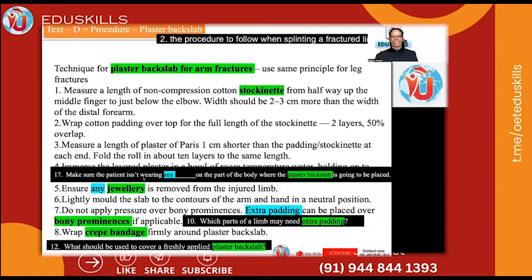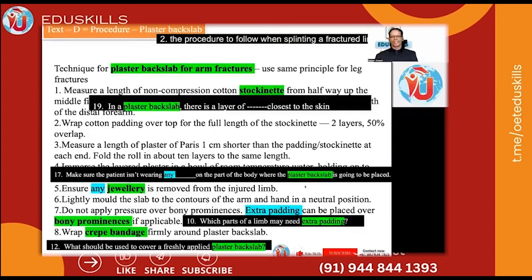Make sure the patient isn't wearing any jewelry on the part. Yes, any is already there. So same thing. Direct answers.